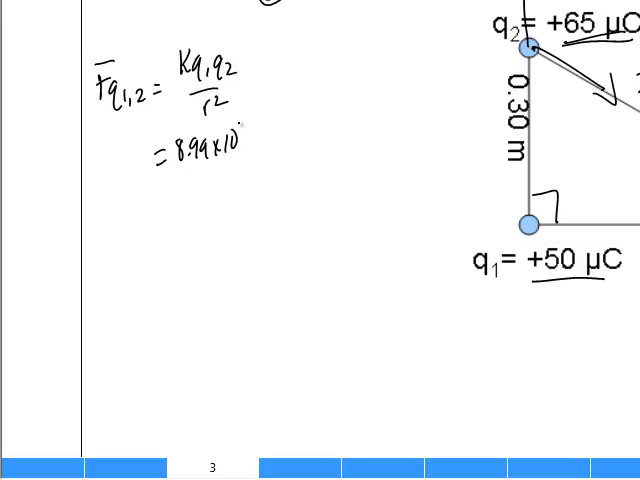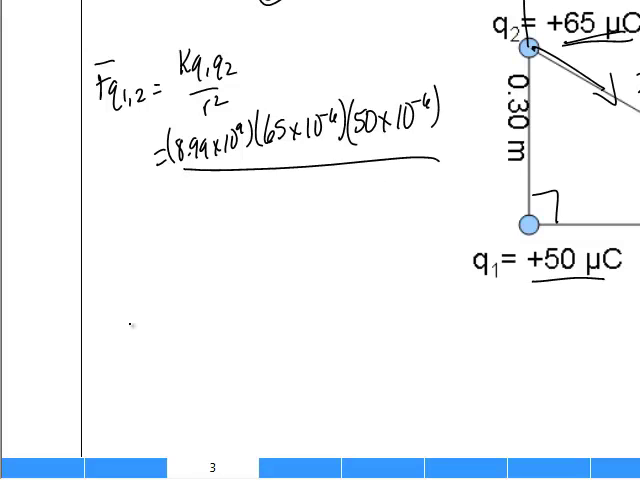8.99 times 10 to the 9th, times 65 times 10 to the minus 6th, times 50 times 10 to the minus 6th, divided by my distance, which is going to be 0.3 squared. When I get some math in here, I get a value of 324 newtons. 325 if I round to the whole number, because I'm going to be lazy and do that.